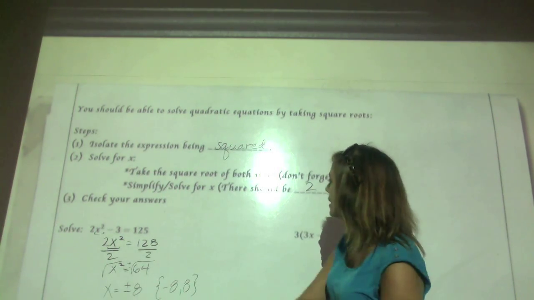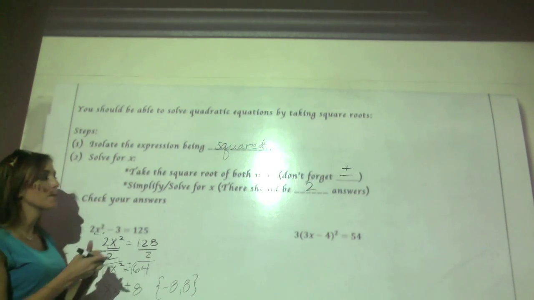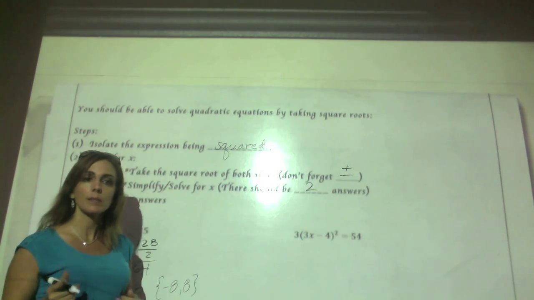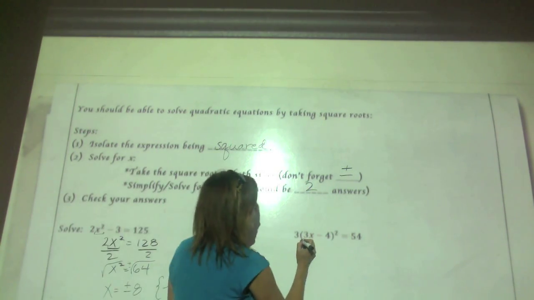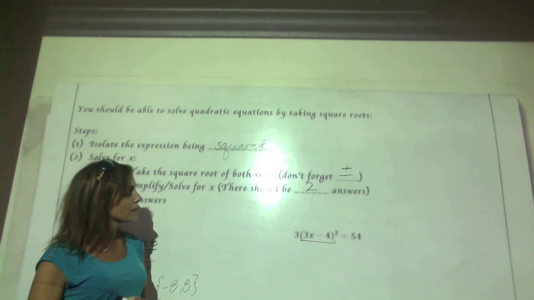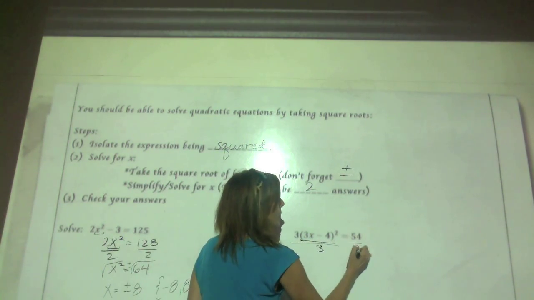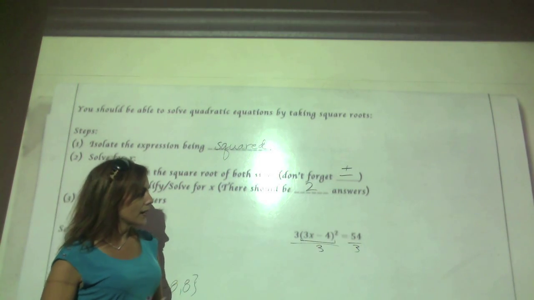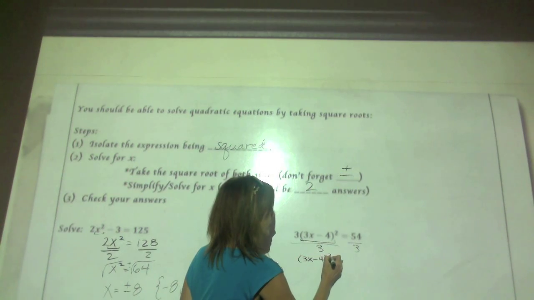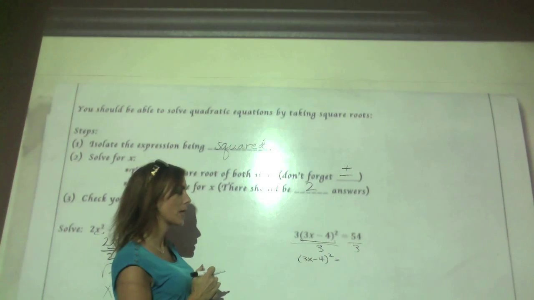All right, fantastic. Now let's come over to this example. Starting with that same step 1. Isolate the expression which is being squared. What's being squared here? Well, this 3x minus 4 is being squared here. So we need to get that all by itself on the left-hand side. Go ahead and divide out the 3. So if I take a 3, dividing that out on both sides, I get 3x minus 4 quantity squared is equal to, what is 54 divided by 3? That's 18.